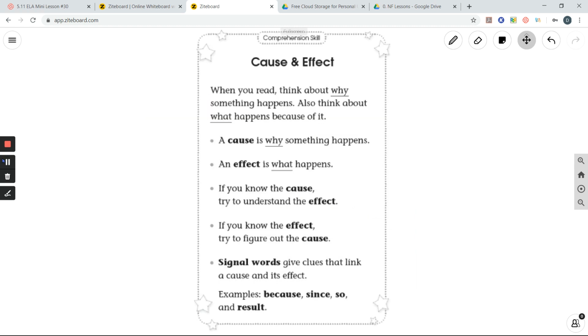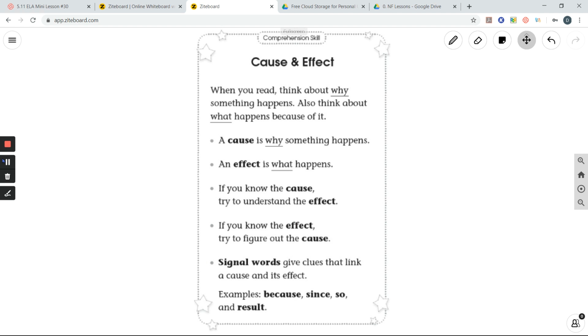When you read a cause and effect text, think about why something happens and also think about what happens because of it. A cause is why something happens, and effect is what happens. If you know the cause, you can try to understand the effect. If you know the effect, you can try to figure out the cause.